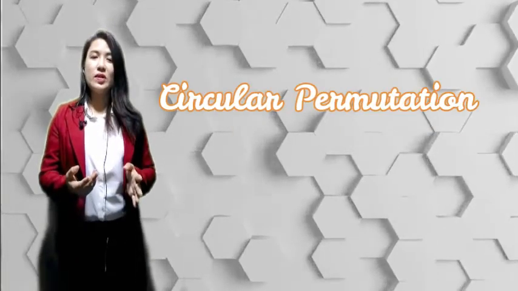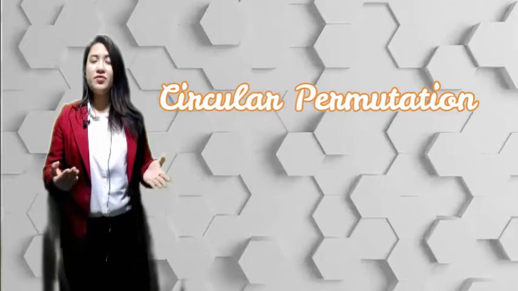And the last one is permutation of r in a circular manner, or circular permutations, like 6 people sitting around the table, in how many ways can they arrange themselves?